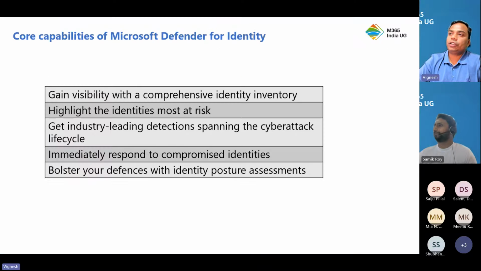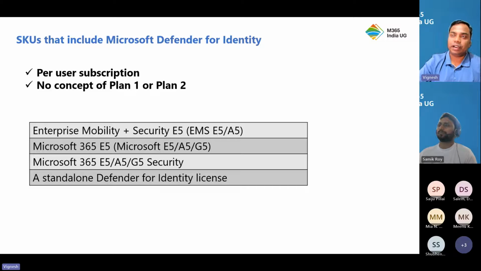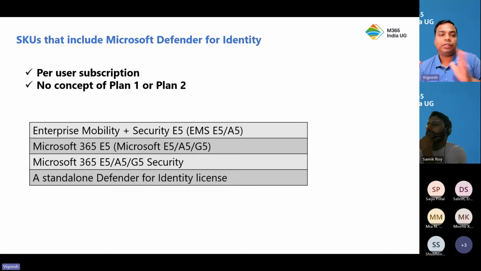And these are the SKUs which include Defender for Identity. Once again, this is a per user subscription, meaning every single user should be licensed for it. And there is no concept of Plan 1 and Plan 2 for Defender for Identity at this moment. So when you have Defender for Identity, whatever it offers, you get everything. And these are the different SKUs.